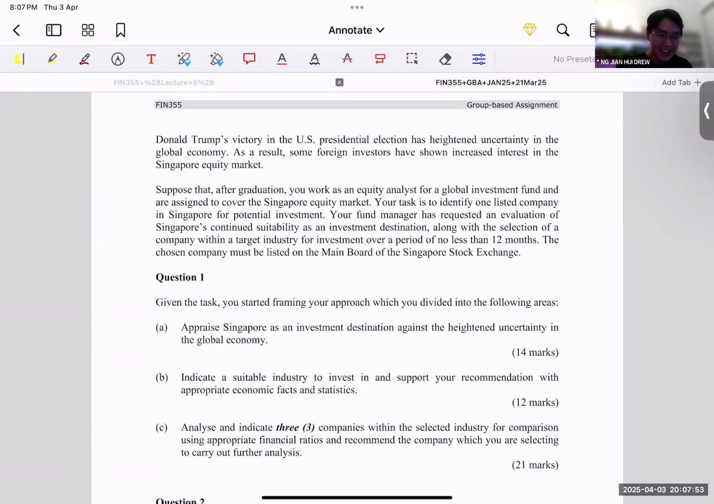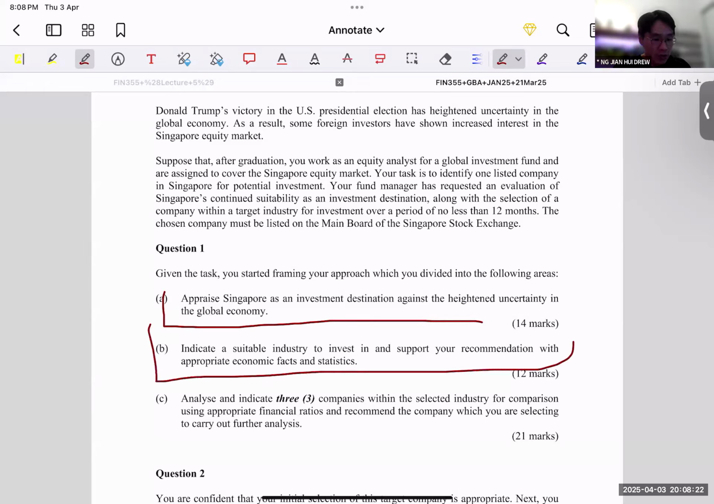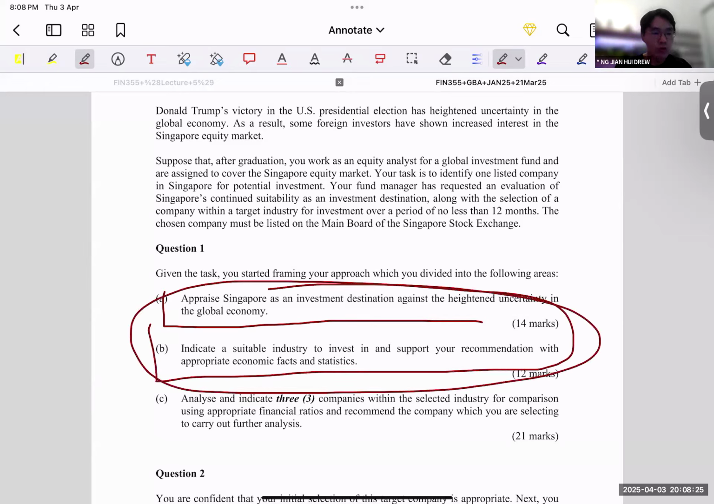Okay, so let's look at the first question. This question is basically asking you to do an analysis of the environment. Environment meaning the macro environment, right? So appraise the Singapore investment destination against the heightened uncertainty in the global economy, and indicate a suitable industry. So these two just ask you to do an analysis.